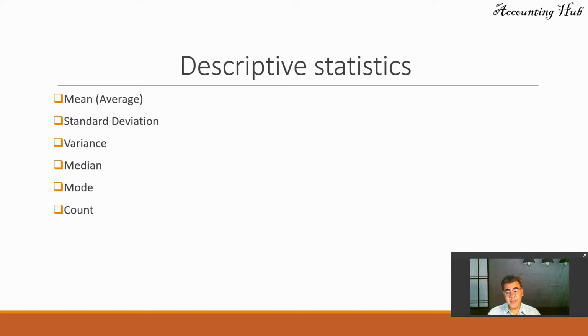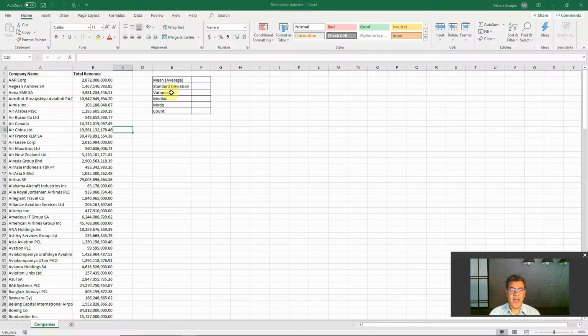Mode. What is the number that we have the most? The number that repeats most often. If we are talking about accounting numbers, usually the mode is nothing. For instance, revenue, that is the one that we will be working with. It is very rare to find two companies with exactly the same revenues. And count is how many numbers we have in our series, or how many cases we have. So let's go to our Excel file.